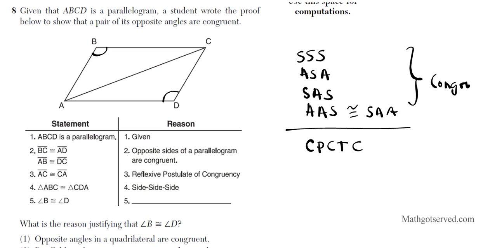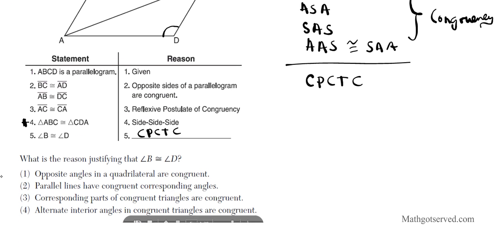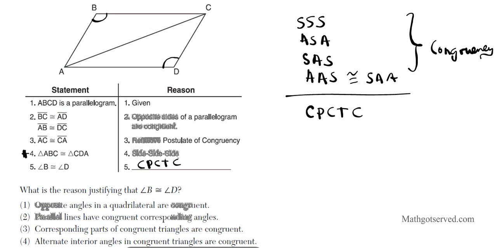So anything you want to say after it is that you have to use CPCTC for short, corresponding parts of congruent triangles are congruent, all right? So notice the proof has been completed right here. So here is going to be CPCTC. So what do we have here? We can just simply say corresponding parts of congruent triangles are congruent. Okay, because you already established congruency in step number 4. So your answer is option number 3. All right? So keep that in mind.